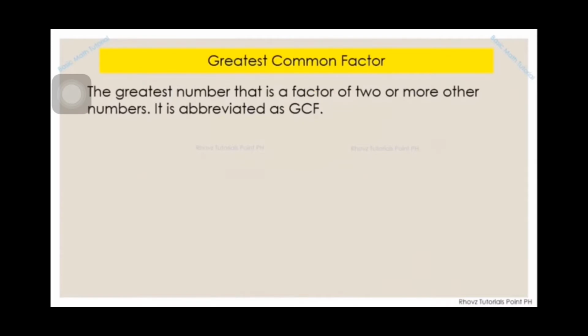So kung may GCF, mga bata, ang pinakadako nga number na makita nimo sa duha ka numbers.